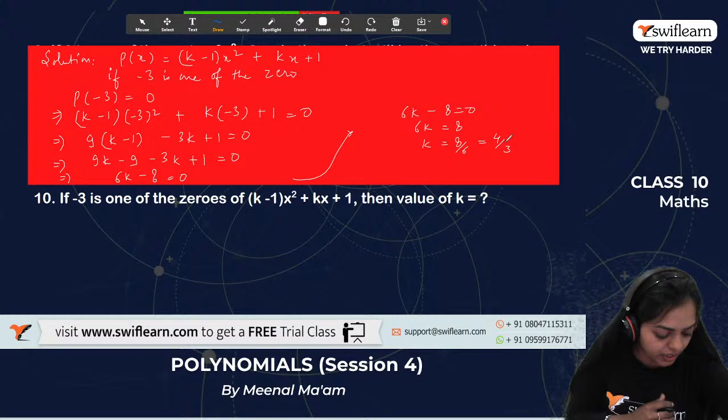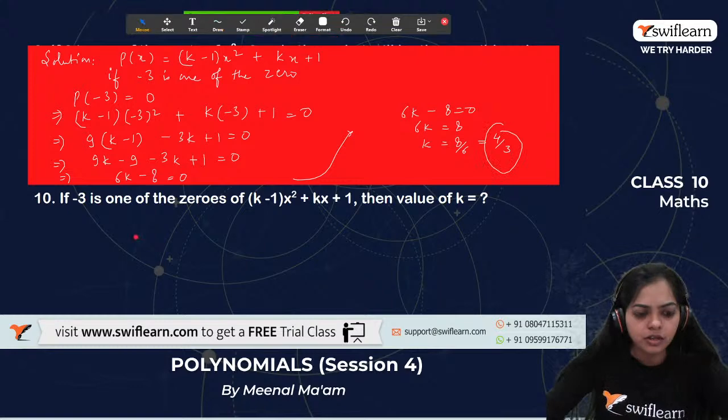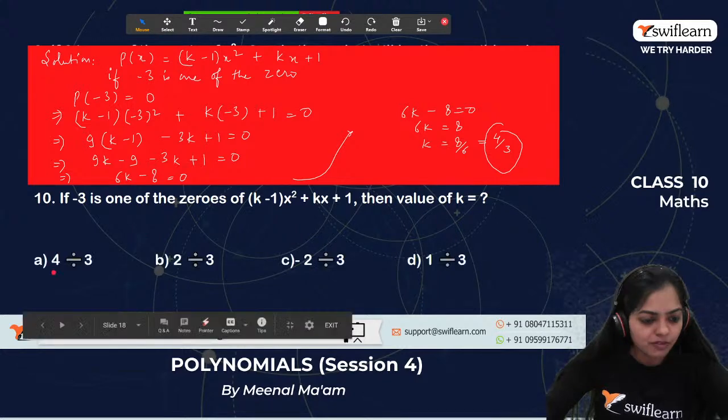Let's check where you went wrong. Now see where you made the mistake. So the answer for k will be 4 by 3. Got it? Let's have a look over the options. Option A is 4 by 3, option B is 2 by 3, option C is minus 2 by 3 and D is 1 by 3. So finally the answer will be 4 by 3. Got it everyone? So the answer will be 4 by 3.